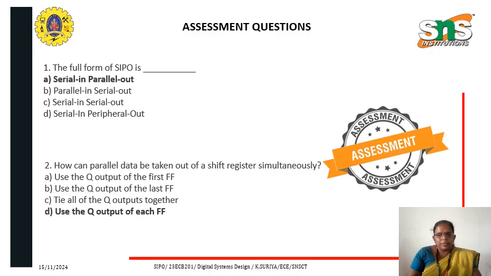Let us take some assessment questions. The full form of SIPO is serial in parallel out shift register. How can parallel data be taken out of a shift register simultaneously? The answer is, by using the Q output of each flip-flop to take the parallel output.